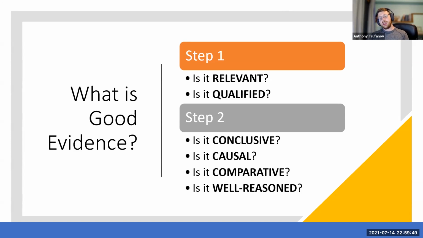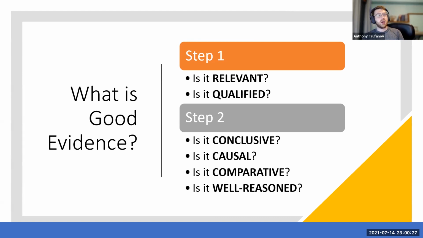Step two, these are some of the more advanced and more difficult comparisons to make, but they can help you break a tie when two pieces of evidence both seem pretty good. One: is the piece of evidence conclusive? Does anyone know what I mean by conclusive? Any ideas? No, that's okay. Conclusive means the evidence is trying to reach a conclusion about an issue.